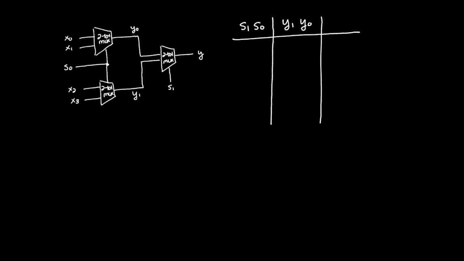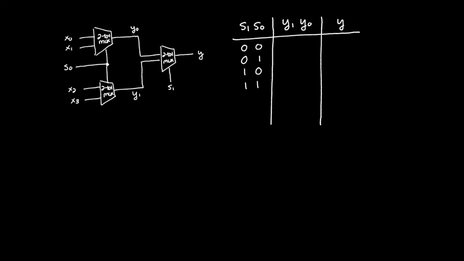So let's do a little truth table. I'm going to have a truth table with S1 and S0. I'll show the interim signals, Y1 and Y0, and finally, my output Y. And it's not going to be a traditional truth table. I'm going to express Y1 and Y0 and Y in terms of my inputs X. So let's start with our selectors, 0 0, 0 1, 1 0, and 1 1.